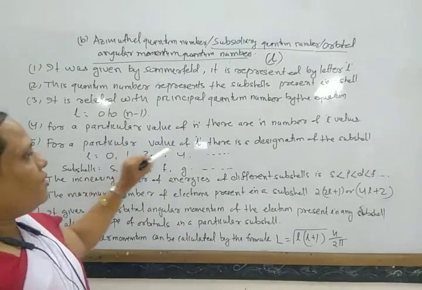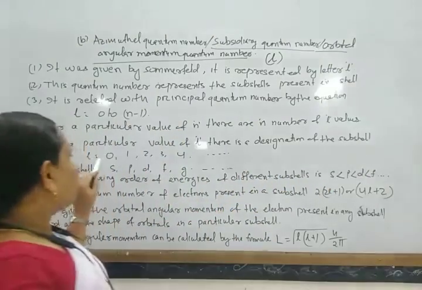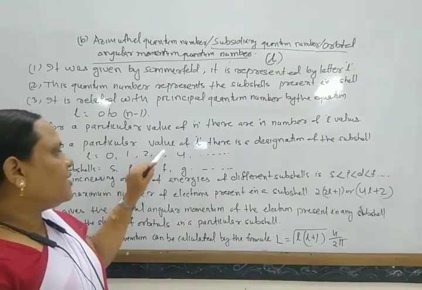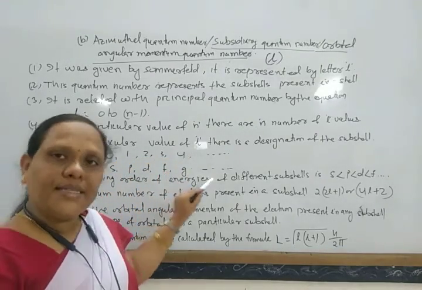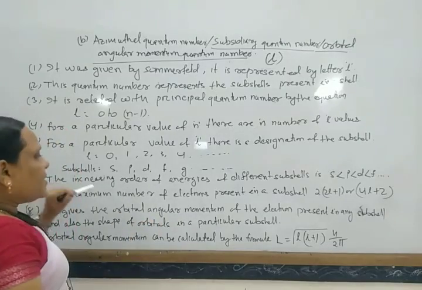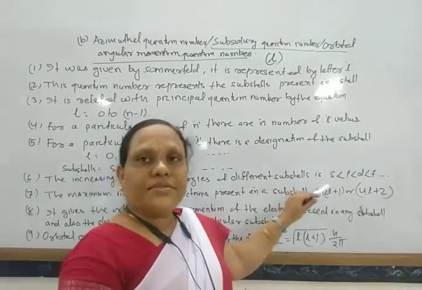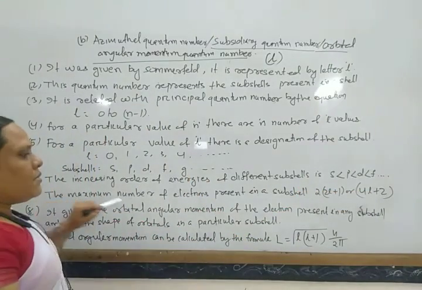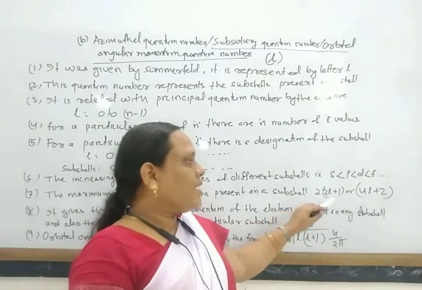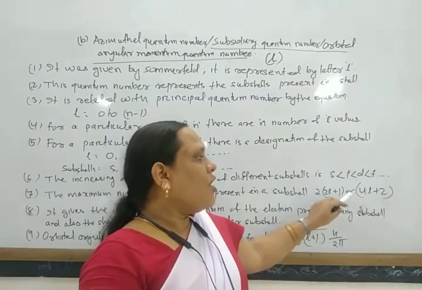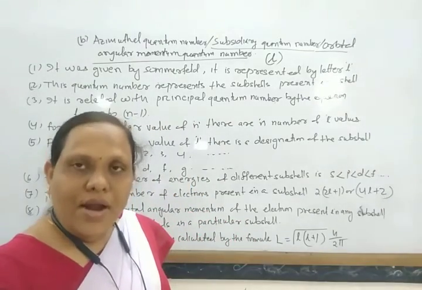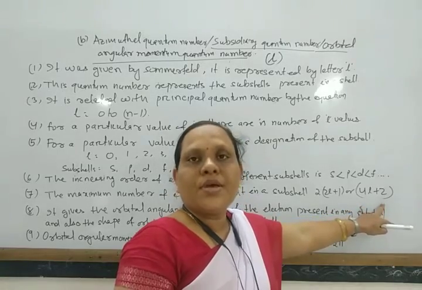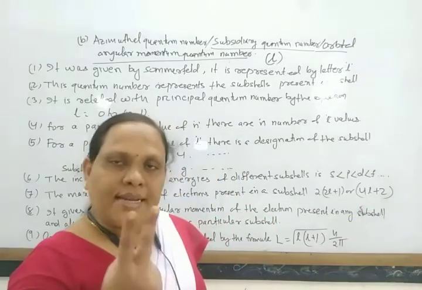Similarly, for a particular value of L, there is a designation of the subcell. If L equal to 0, subcell S; 1, P; 2, D; 3, F; 4, G; 5, H. Next, the increasing order of energies of different subcells is S, P, D and F. And the maximum number of electrons present in a subcell is given by the formula 2 into (2L plus 1) or 4L plus 2. So when L equal to 0, that is the S subcell, 4 into 0 plus 2, that is 2. So 2 electrons are present in the S subcell.